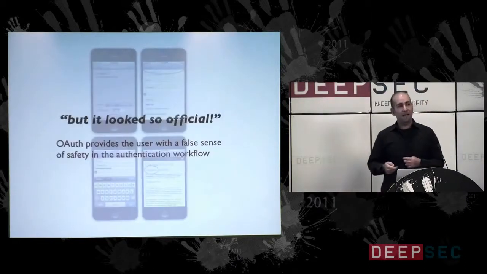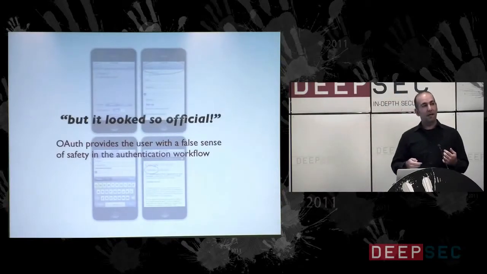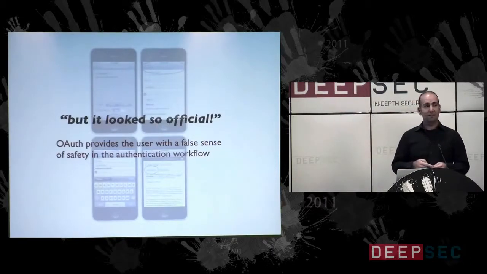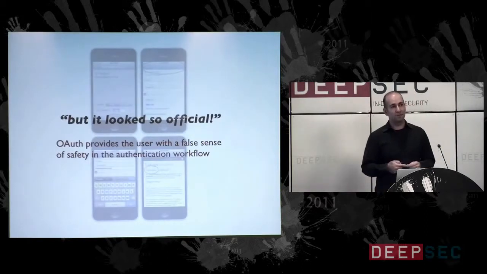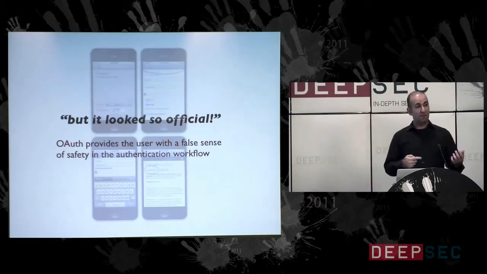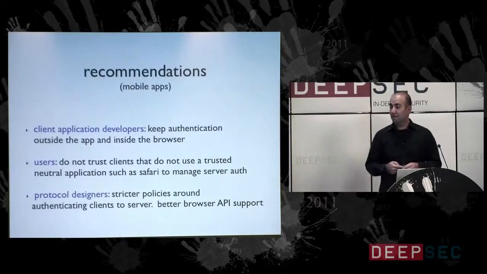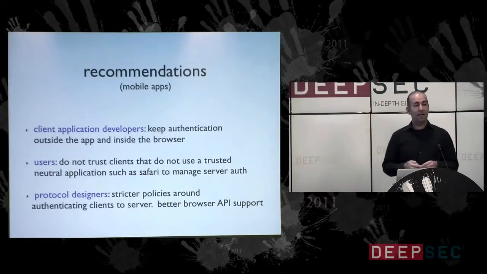So the problem is that OAuth provides a false sense of security around the entire authentication and authorization workflow, because the user is under the impression that everything is legit and everything is official, because everything is happening from a user's point of view within the context of a Google application. So if you're a third-party OAuth client application developer, well, just don't do what we just did.